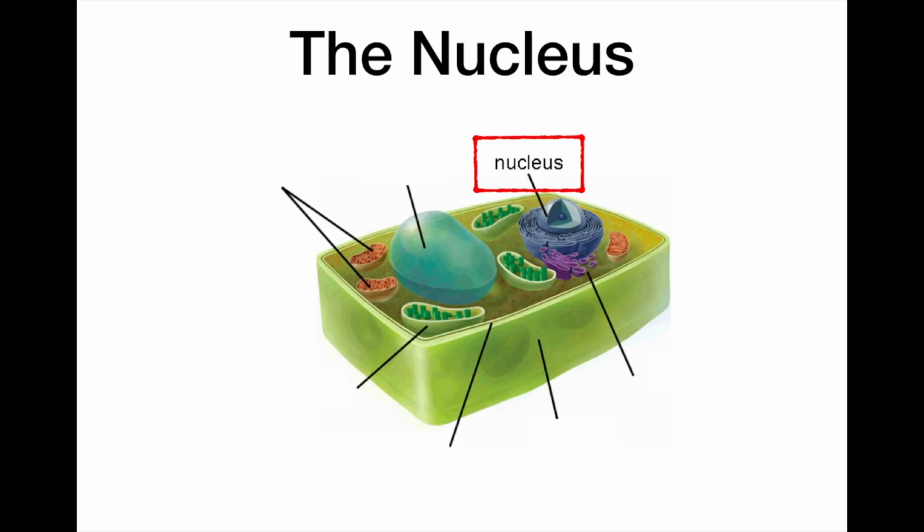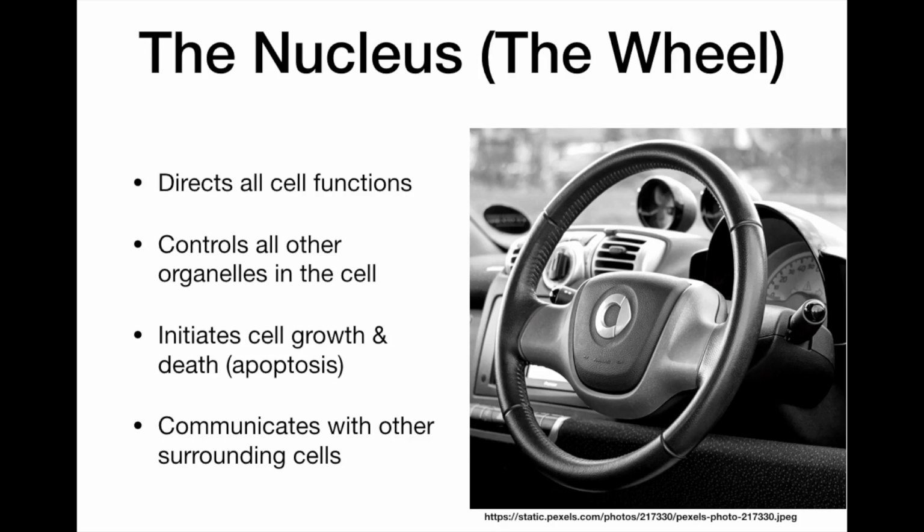So, starting first with the nucleus. The nucleus is kind of like the wheel of a car. Like the wheel, the nucleus directs the cell functions. It controls all other parts of the cell. It can initiate growth or death. That's called apoptosis. And it helps the cell communicate with other surrounding cells. It essentially steers it in the right direction.